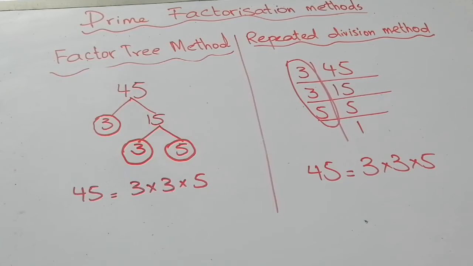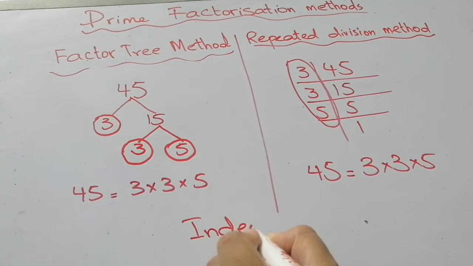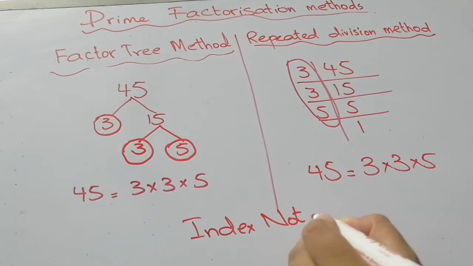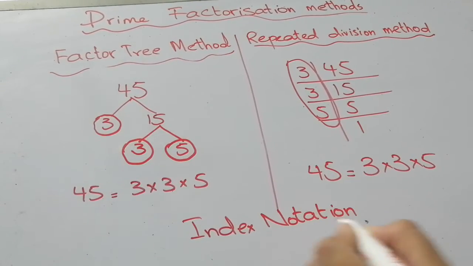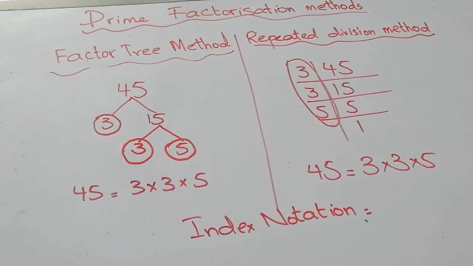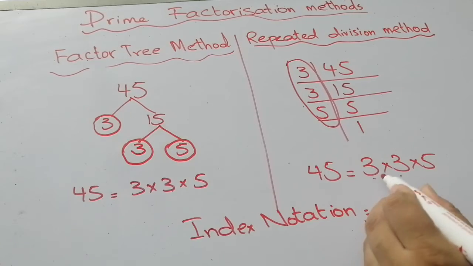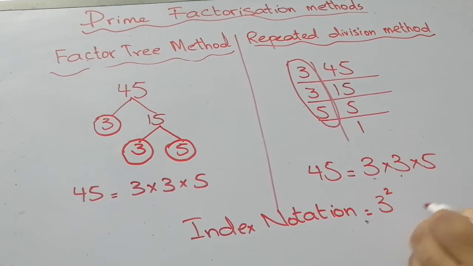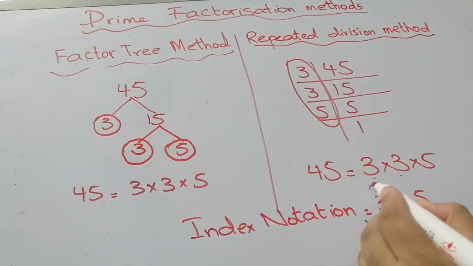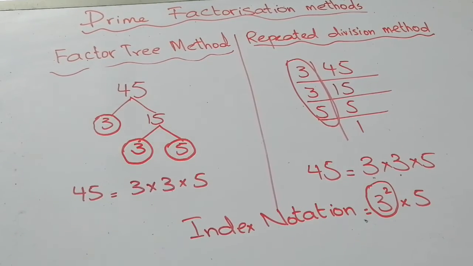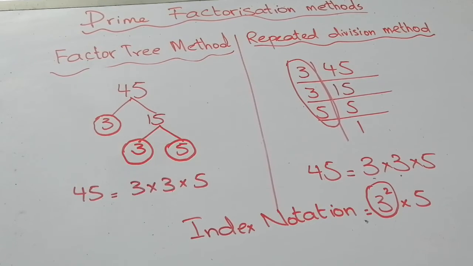At this point I am introducing another term, which is called index notation. Index notation is writing in the form of powers. For example, there are two 3s in the factorization of 45. Instead of writing them two times, I can write 3 squared into 5. This 3 squared means that 3 is multiplied 2 times. So index notation means writing in the form of powers.